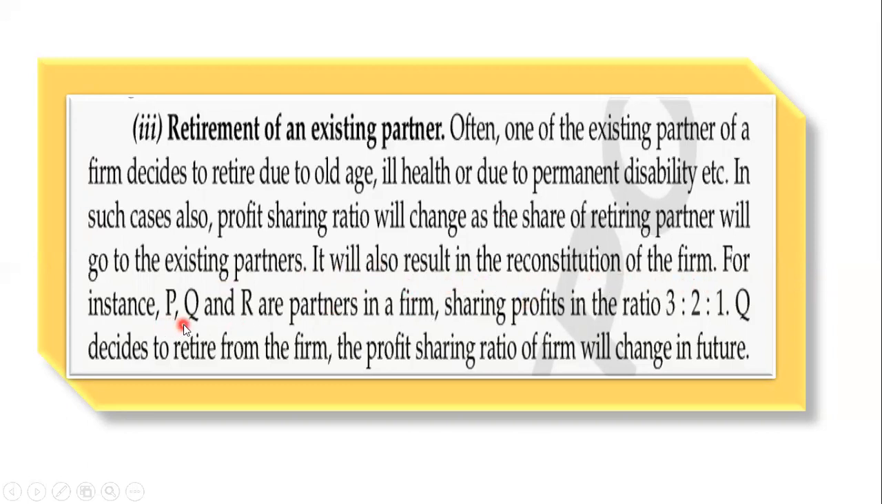For instance, P, Q, and R are partners in a firm sharing profits in the ratio of 3:1. Q decides to retire from the firm and the profit sharing ratio of the firm will change in future. Obviously, if Q is getting retired, only P and R will share the whole profit between themselves. Right?